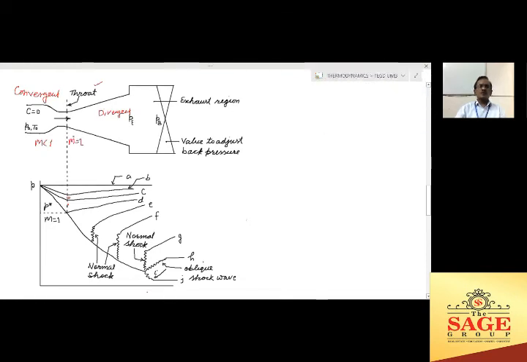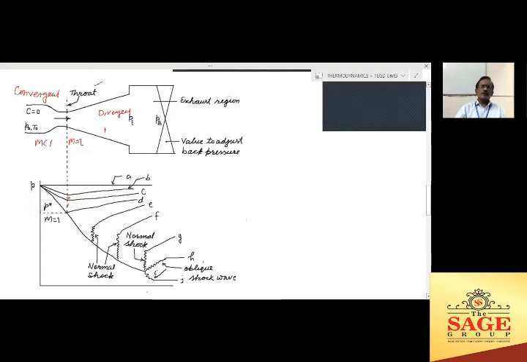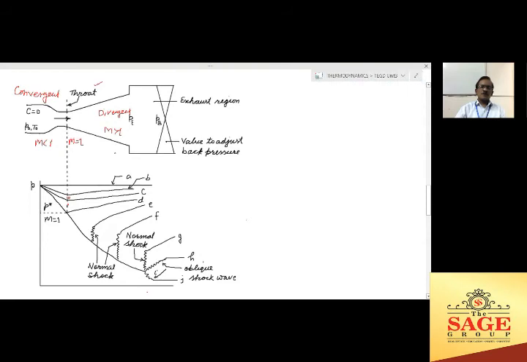And beyond the throat portion, the Mach number will be greater than 1. So Mach number is the ratio of the flow velocity to the sound velocity. Now see here. So there are three portions: convergent portion, throat portion, as well as the divergent portion.